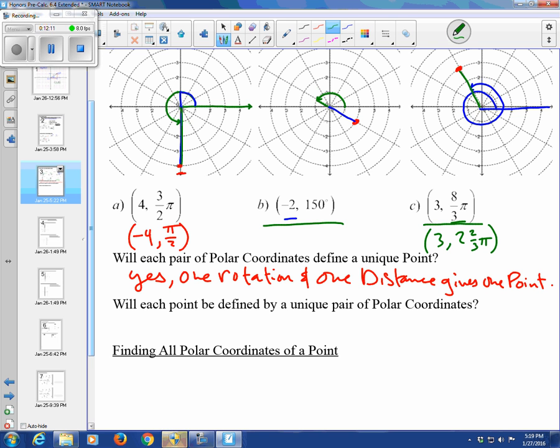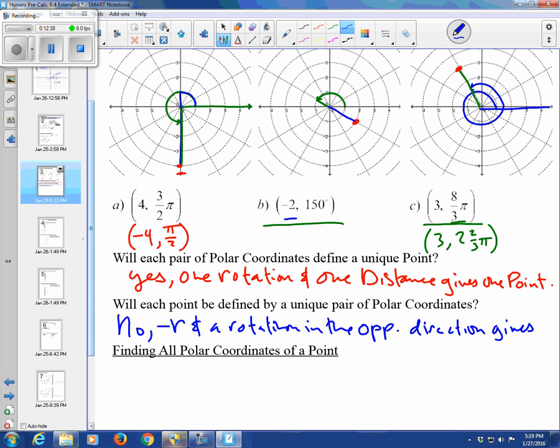So right here, first off, we can say, no, negative r and a rotation in the opposite direction gives the same point.